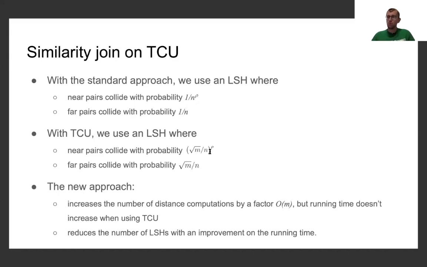With this second approach, two things are happening in our algorithm. First, since we have a high probability of collision between far points, we need to compute a lot more distances. But this is not a problem because, thanks to tensor core units, we can compute these distances without increasing the running time. At the same time, since we have a higher collision probability between near pairs, we need to use a smaller number of LSH. And this reduces the overall running time of our algorithm.